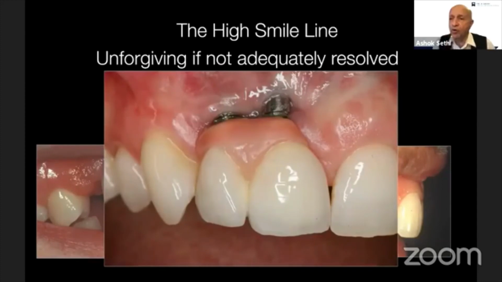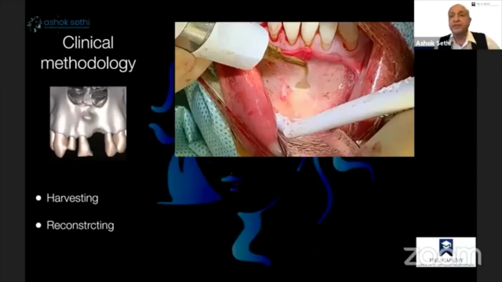If you walk around and somebody smiles at you and that's what you see, then you should be sued. I shouldn't say that, but you will be sued, because this is an issue that could have been avoided by proper treatment planning and proper surgery.